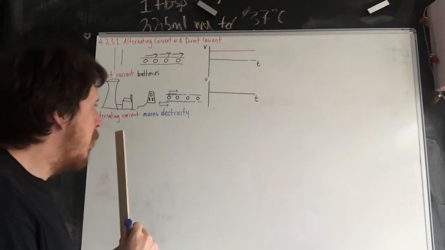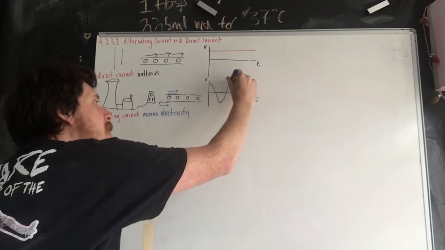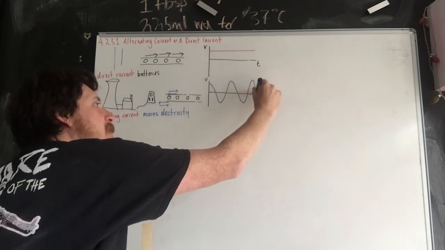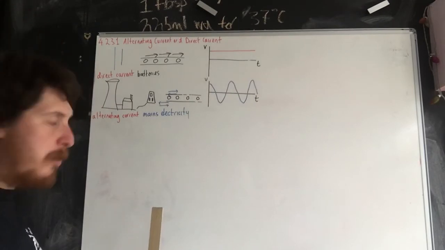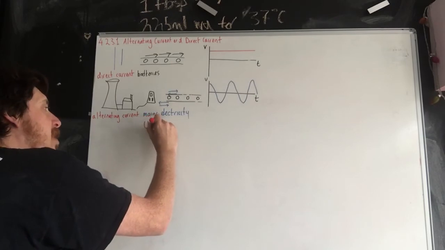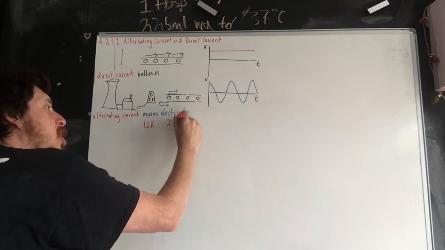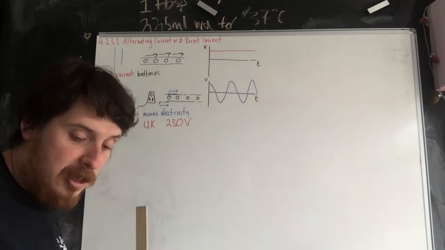What this looks like is the voltage alternates between positive and negative because the electrons are moving backwards and forwards. Mains electricity facts for the UK: for the United Kingdom, voltage is set to 230 volts.